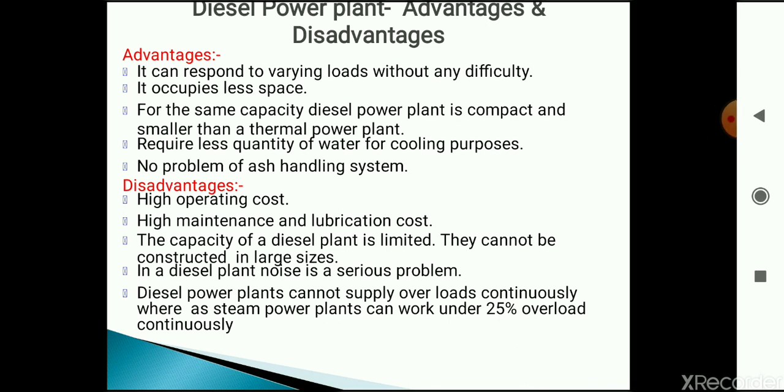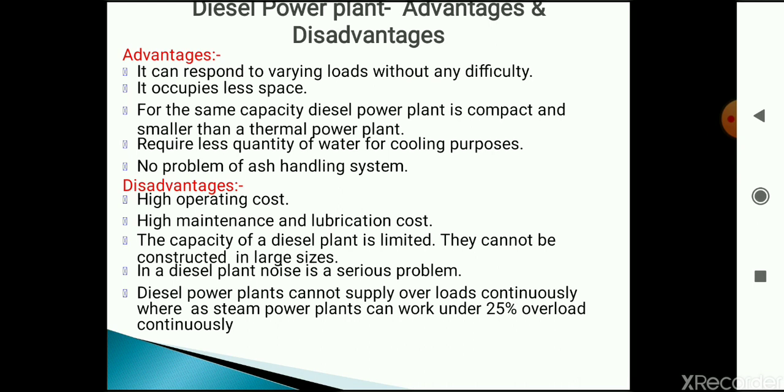There are some advantages and disadvantages of a diesel power plant. First of all, we will see what its advantages are. It can respond to varying loads without any difficulty. We can use this plant as per our requirements. It can be used for small requirements or for continuous requirements also. Next, it occupies less space as compared to other plants. Number 3, for the same capacity, a diesel plant is compact and smaller than a thermal power plant.